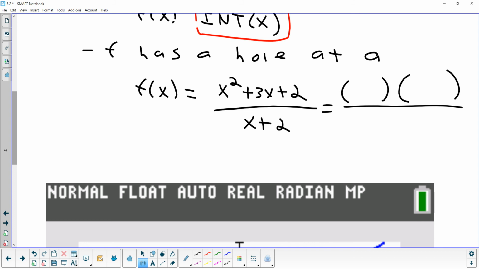How does the numerator factor? X squared plus 3x plus 2. Yep. X plus 2 and x plus 1. X plus 2, x plus 1. What do you notice about the factors in the numerator and the denominator?